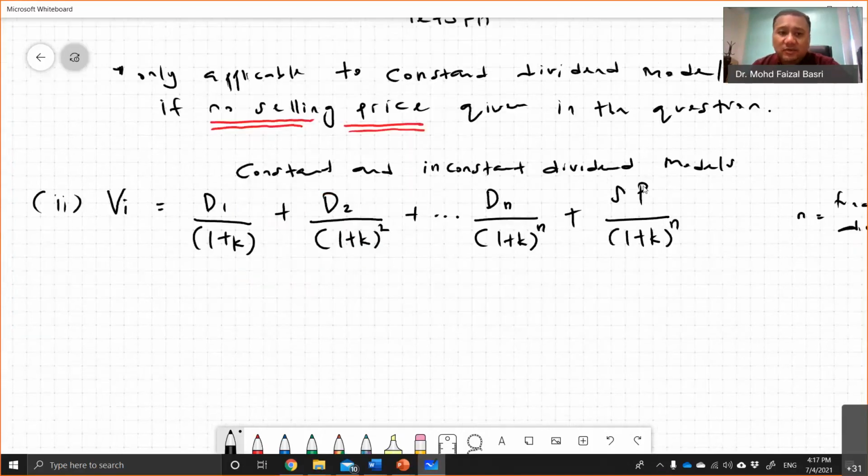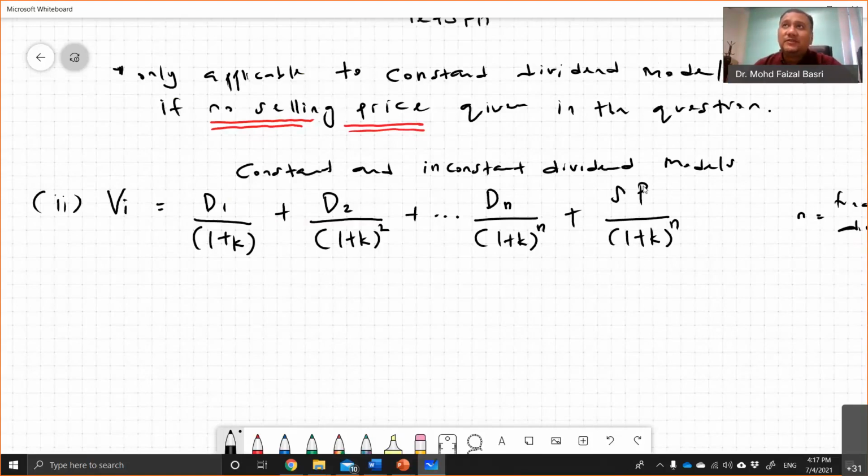Just to let you know, besides asking you to find the intrinsic value, the fair value, the question might ask you to find the selling price as well. Meaning, they will give you the current value. They're going to use the current value, or they use the words current market price. So don't get confused when we compare against market price.